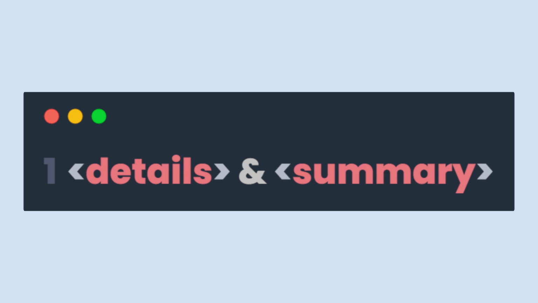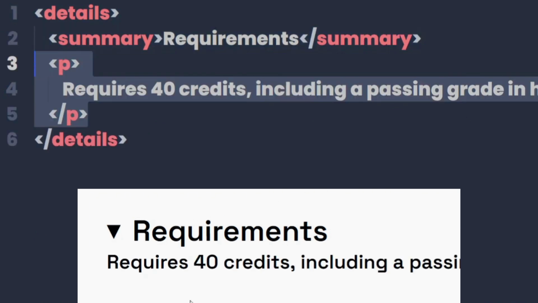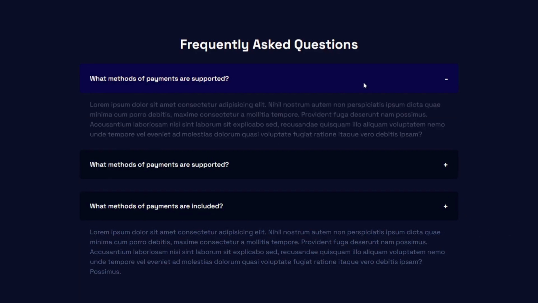Let's get started. First up, we have the details and summary HTML elements. These are built-in HTML features that create a simple toggle effect without any JavaScript. By combining them, you can easily build an accordion UI, which is commonly used for FAQs on websites.